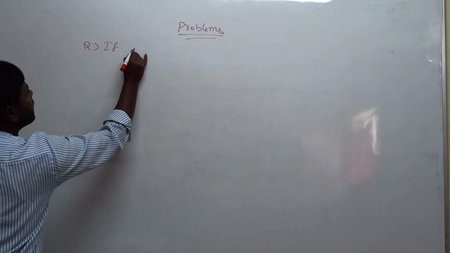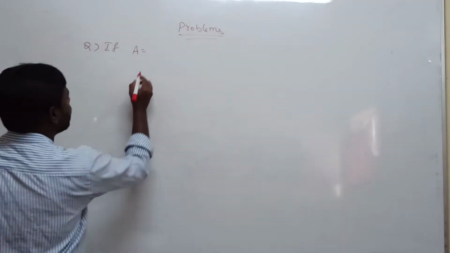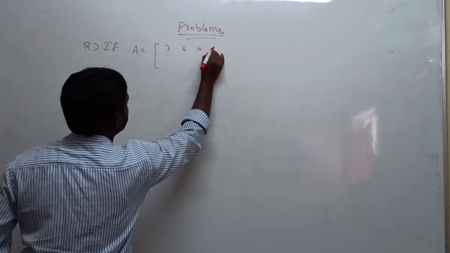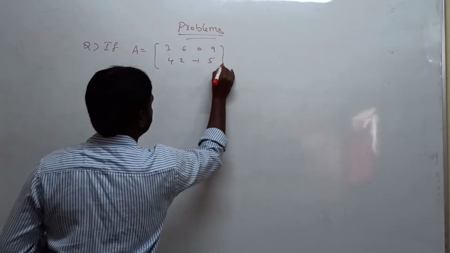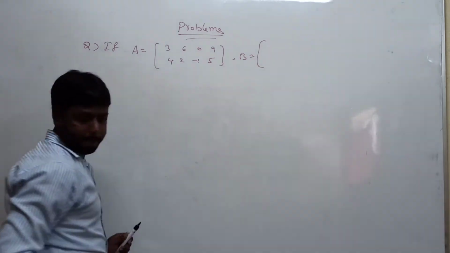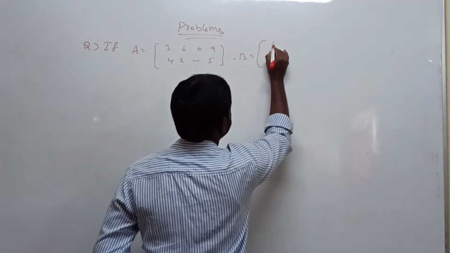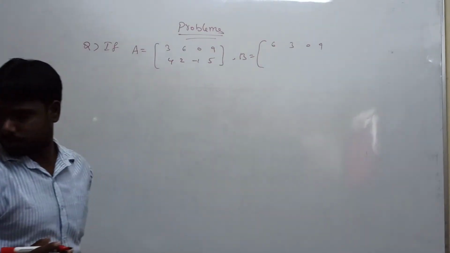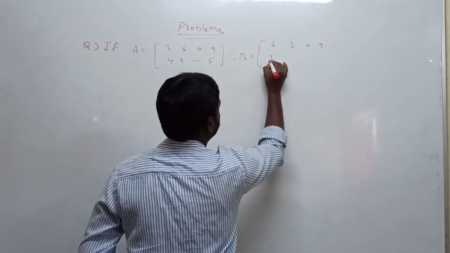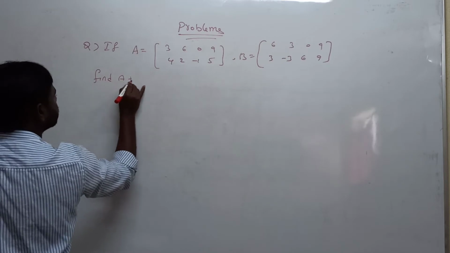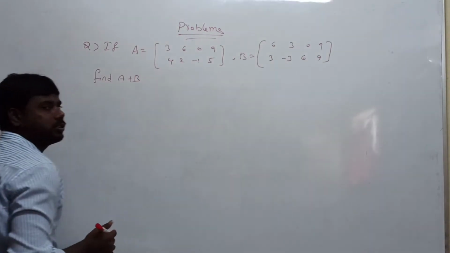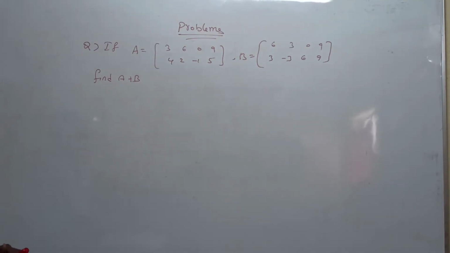If A is equal to [3, 6, 0, 9; 4, 2, -1, 5] and B is [6, 3, 0, 9; 3, -3, 6, 9], find A plus B. Both have the same order, so addition is possible. When the two matrices have different orders, addition is not possible. Here both matrices have the same order, so the solution is possible.